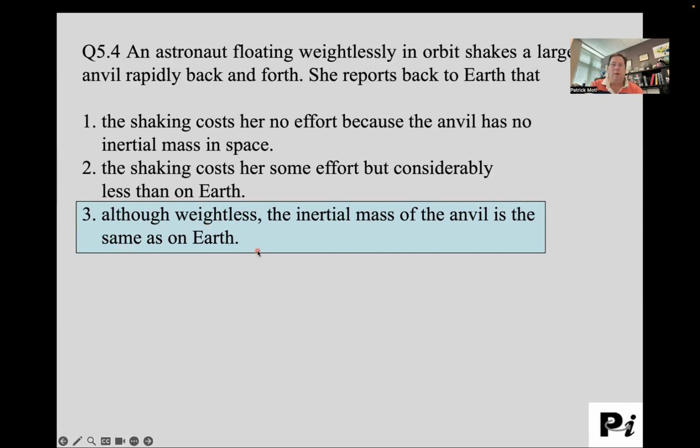All right, so that's dealing with just the term weightless and what that means. The larger point for this question is that inertial mass is inertial mass is inertial mass. The weight of an object is proportional to that force of gravity, but the force of gravity or weight of an object is a force, and then mass is a different related quantity.